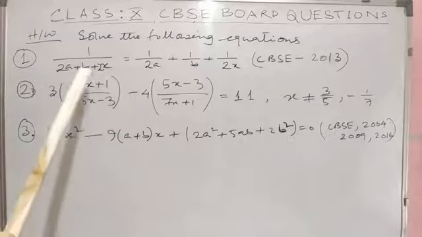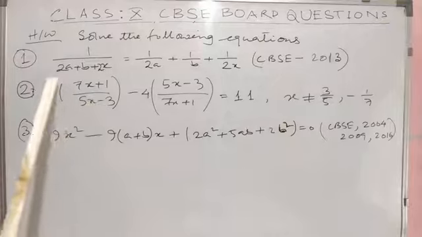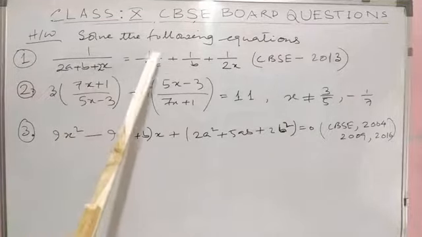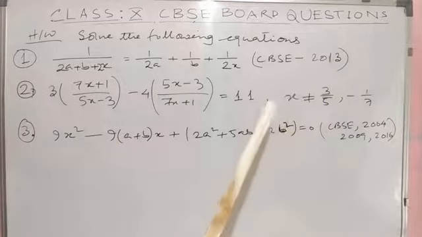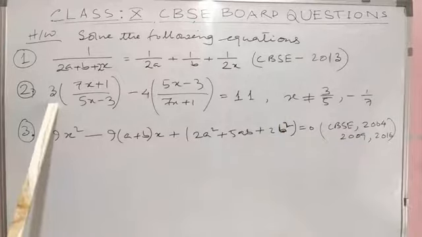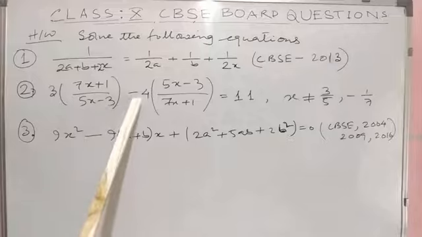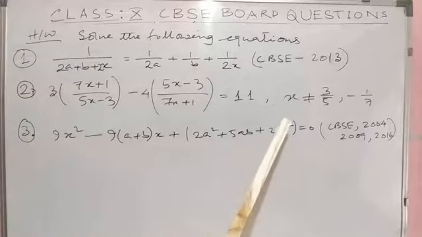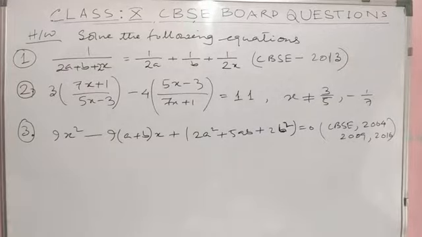So these questions are left for you. Try at home. If you cannot, then contact me. First one: 1/(2a + b + 2x) = 1/(2a) + 1/b + 1/(2x). This was given in CBSE 2013. Next question: 3(7x + 1)/(5x − 3) − 4(5x − 3)/(7x + 1) = 11, where x is not equal to 3/5 and not equal to −1/7.